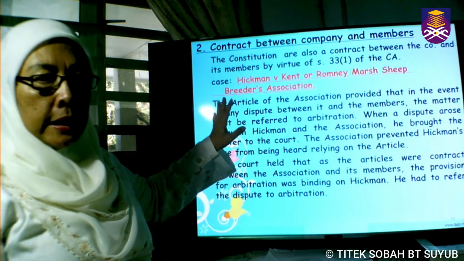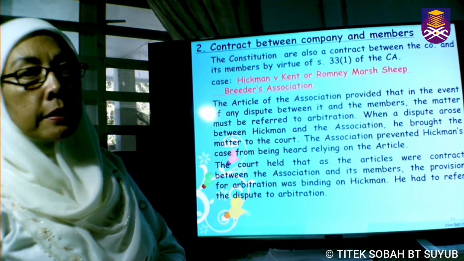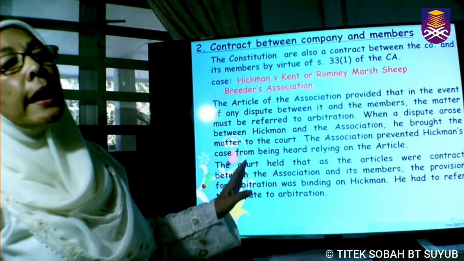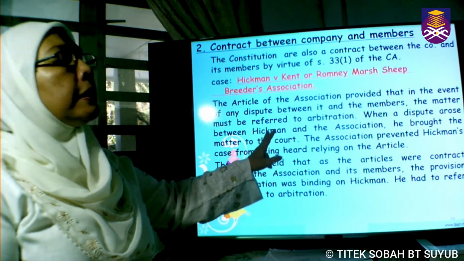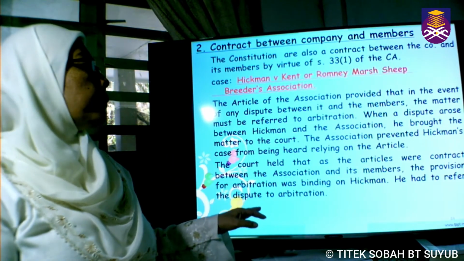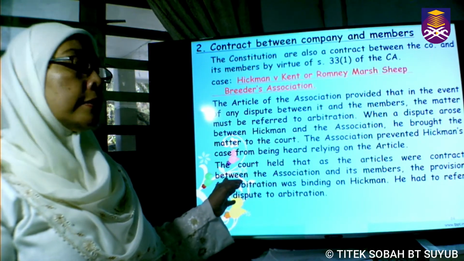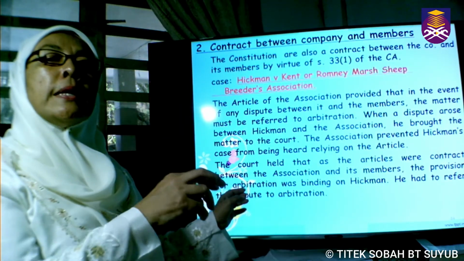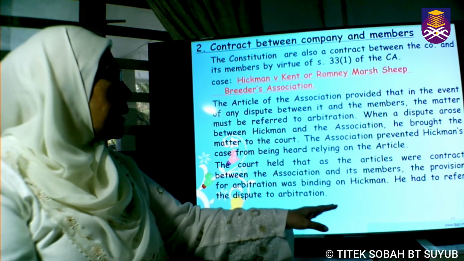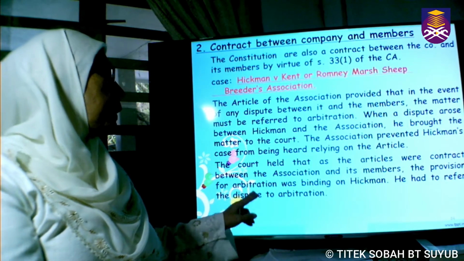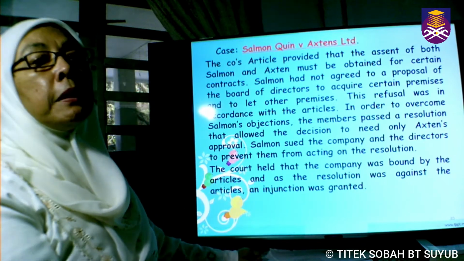So the articles of association in this case provided that if there is a dispute between the association and the members, then the matter should be referred to arbitration. Kalau ada pertikaian, rujuk kepada timbang tara. Jangan rujuk kepada mahkamah. Then suddenly a dispute arose between Hickman and the association, and he brought the matter to court. The association prevented Hickman's case from being heard, relying on the article just now. The article of association said it must go to arbitration, cannot go to court. So the court held that the articles are a contract between the association and its members, and because of that, this provision to refer to arbitration was binding on Hickman. So the court under that situation cannot hear his case. Kena pergi penimbang tara lah.